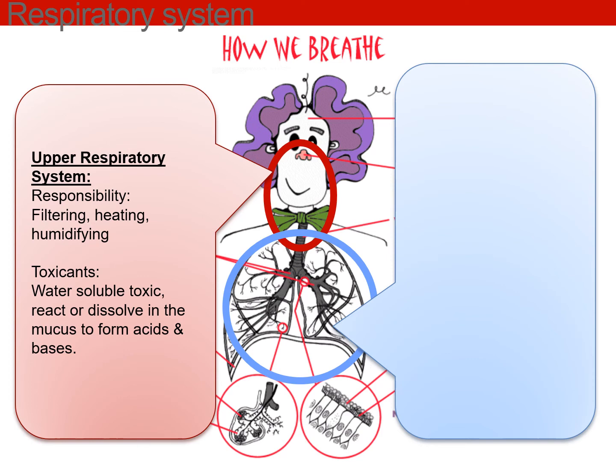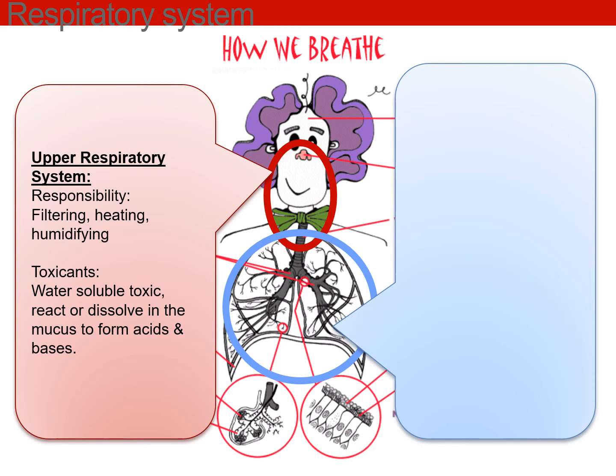The upper respiratory tract is responsible for filtering, heating, and humidifying the air. Fresh air brought in through the nose is completely saturated with water and regulated to the proper temperature by the time it reaches our lung. The mucus lining in the upper respiratory system helps in filtering dust.